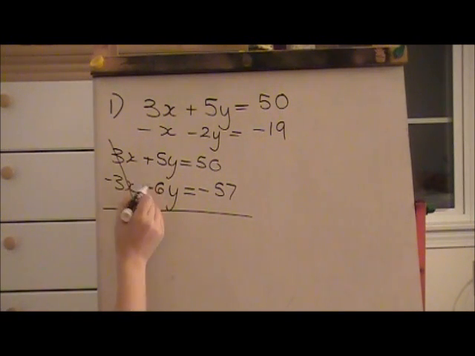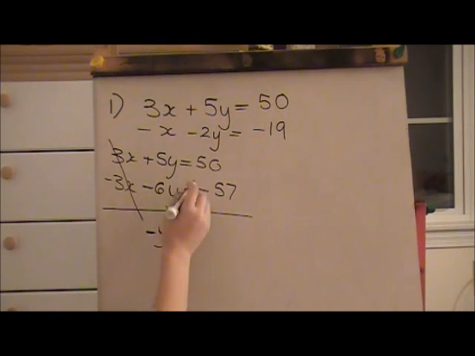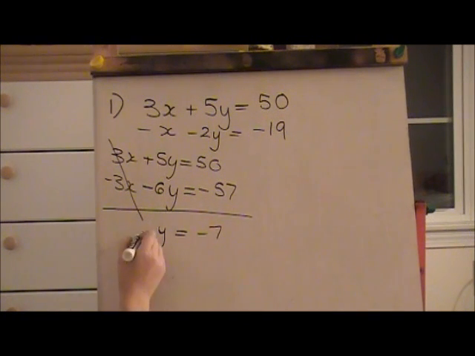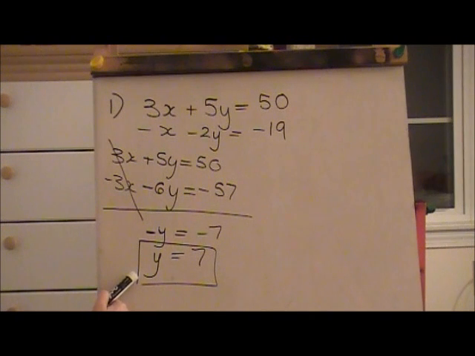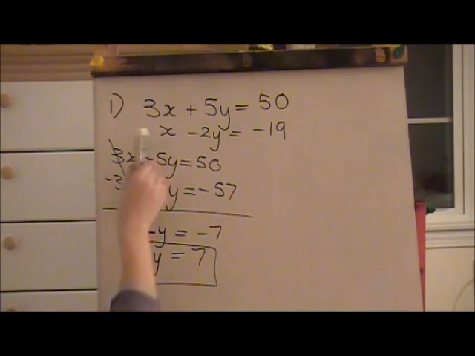Then 5y plus negative 6y is negative y, and that's equal to 50 plus negative 57, which is equal to negative 7. Then I take this negative over, like we learned in week 1, and we get y equals 7. Alright, so we found one variable. Now all we need to do is take this variable and plug it back into any one of these original equations. I'm just going to plug it into here because I think that would be easier.